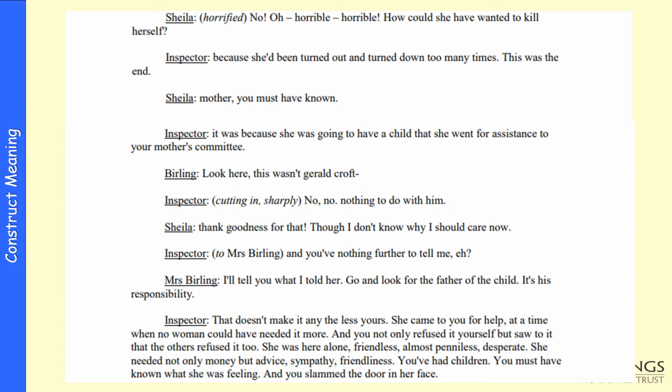And you've nothing further to tell me, Mrs. Birling? I'll tell you what I told her. Go and look for the father of the child. It's his responsibility. That doesn't make it any the less yours. She came to you for help at a time when no woman could have needed it more. She was alone, friendless, almost penniless, desperate. She needed not only money, but advice, sympathy, friendliness. And you slammed the door in her face.